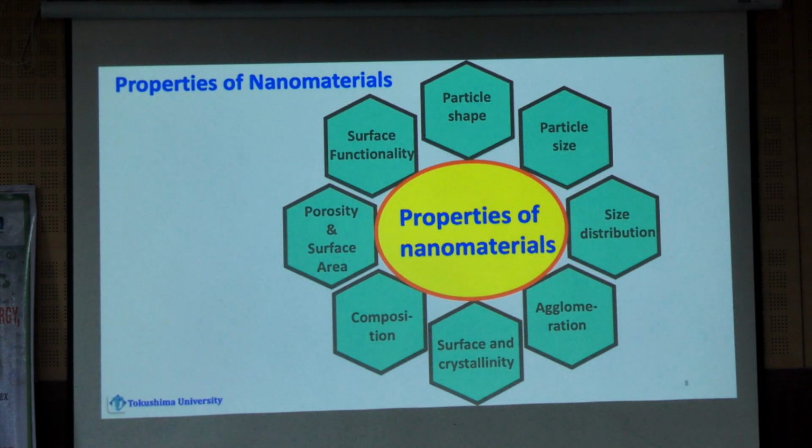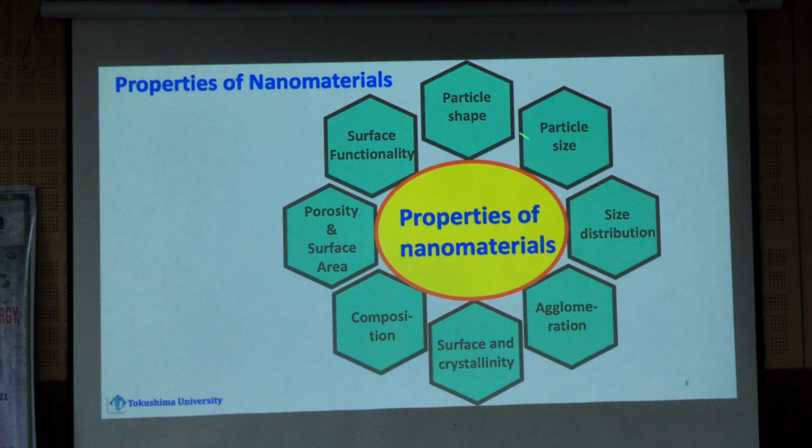Then porosity and surface area. Some nanoparticles have pores. That is their feature. And surface area, bigger surface area, like a cube has bigger surface area than a sphere. So each size and shape of nanomaterial has a certain surface area. So some applications need bigger surface area, some applications don't need bigger surface area. Then surface functionality means reactivity, how it reacts.